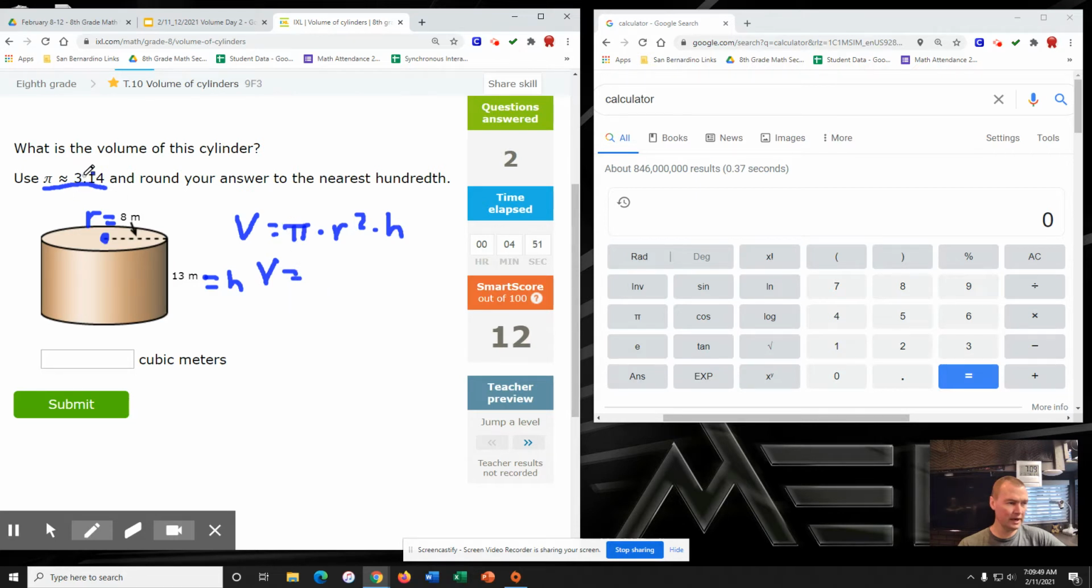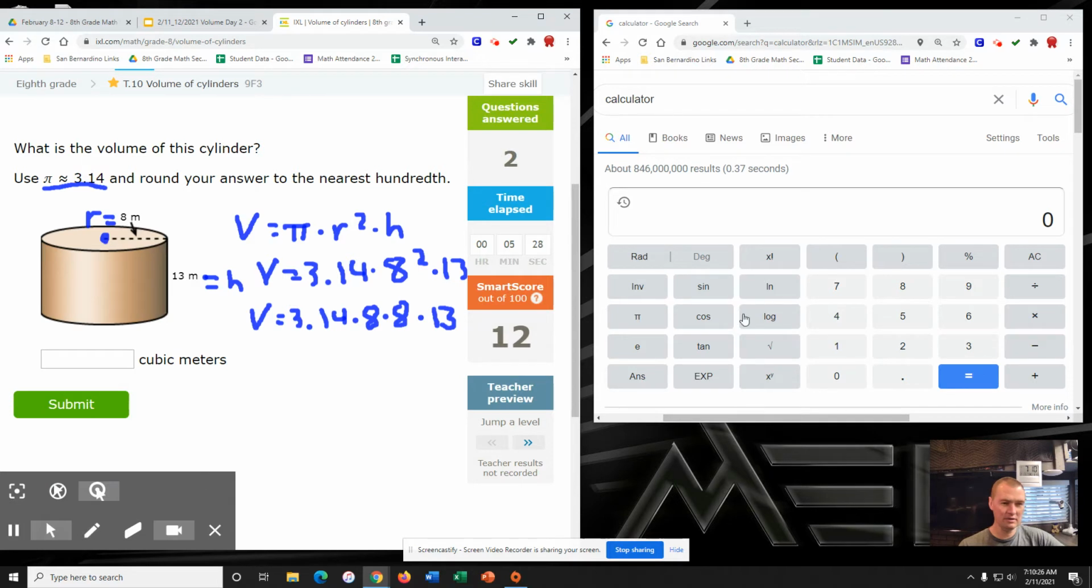So we got volume equals pi, given up here, 3.14, multiply radius of 8 to the second power, multiply the height of 13. All right, one more step. I'm going to branch out that 8 because that is 8 times 8. So I got volume equals 3.14 multiply 8 multiply 8 multiply 13. Why is there two 8s? Because 8 to the second power means 8 times 8.